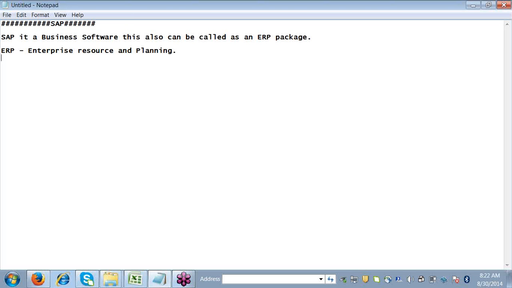So this is an ERP package, and why is this business software required? In any business organization, there are 5 M's that play a very crucial part. The first one is man, machine, market, money.